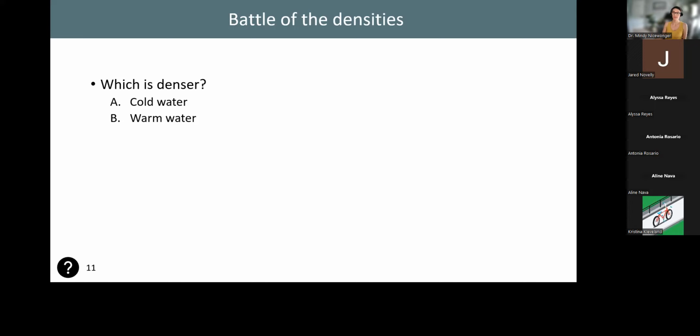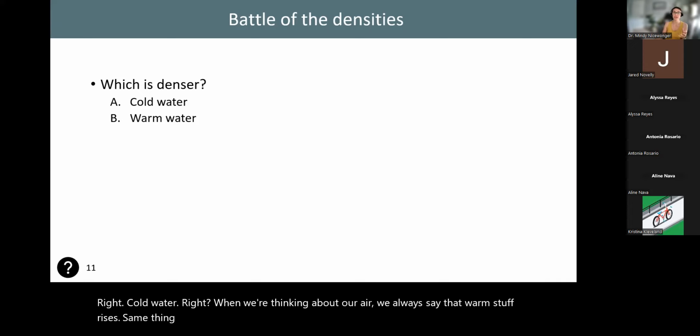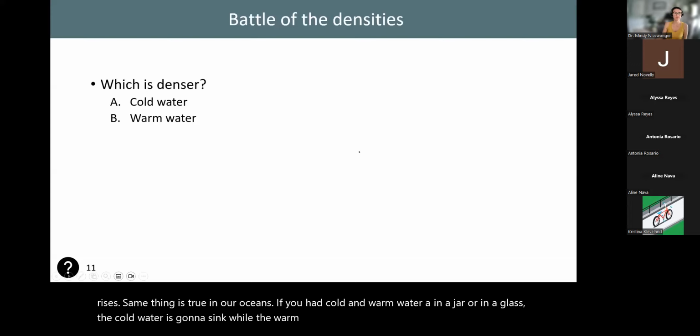All right. Cold water, right? When we're thinking about our air, we always say that warm stuff rises. Same thing is true in our oceans. If you had cold and warm water in a jar or in a glass, the cold water is going to sink while the warm water rises.